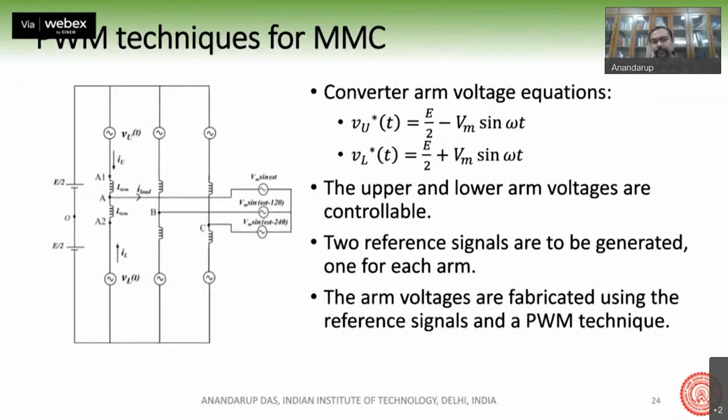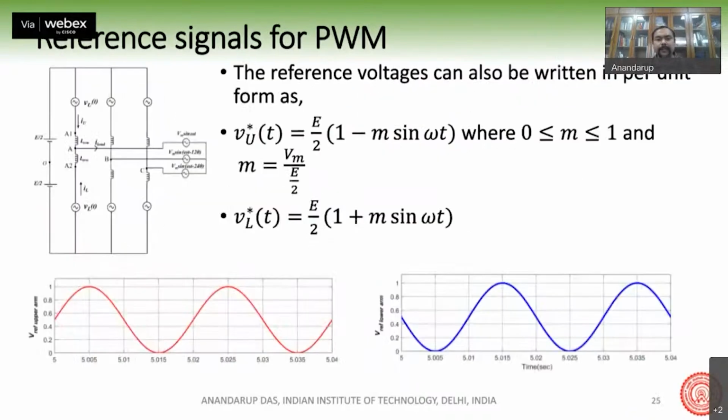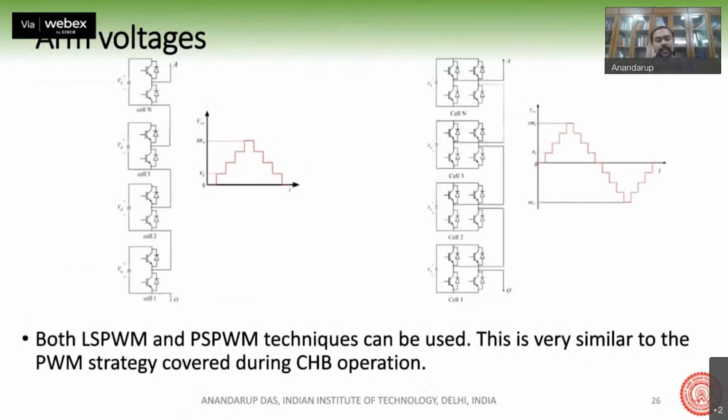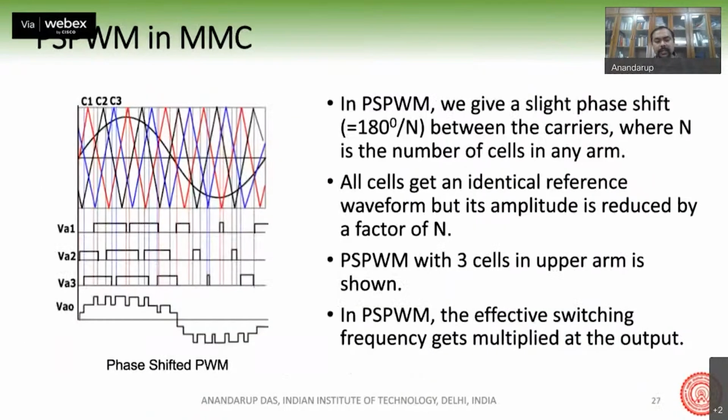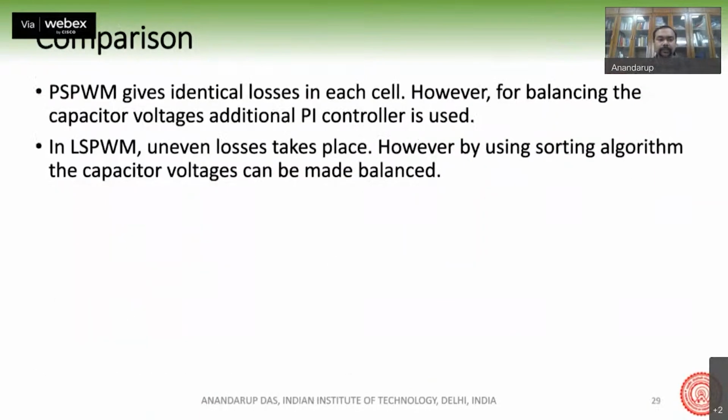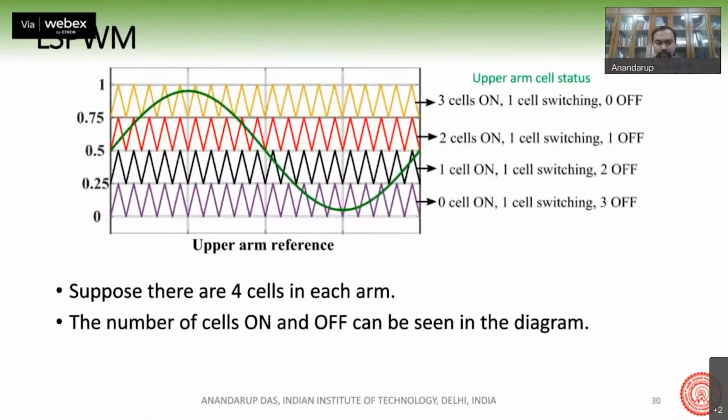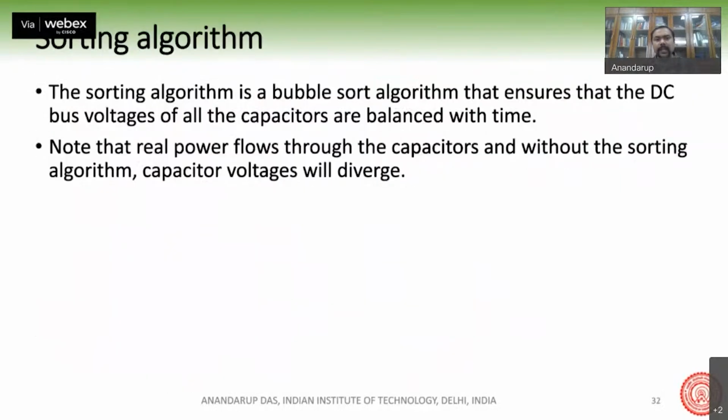So what is the PWM technique for MMC? You can use both level shift PWM as well as phase shift PWM, where you can give V_U star and V_L star as the upper and lower reference voltages, and then you can switch the different switches inside. These are some of the results which we have shown with level shift PWM as well as phase shift PWM.